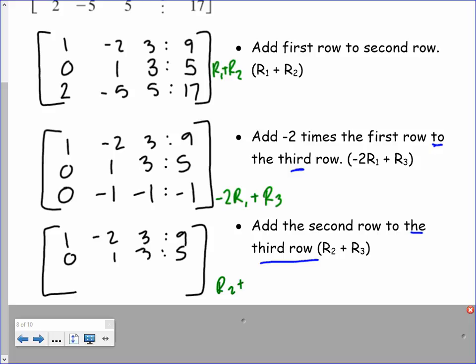And so row 2 plus row 3. That would be 0 plus 0 is 0. 1 plus negative 1, 0. 3 plus negative 1, 2. 5 plus negative 1, 4. Well, I'm getting very close. What would be my last step to get in row echelon form? Change the 2 to 1. Think about your elementary row operations. I can multiply by a non-zero scalar. What can I multiply by? 1/2. So we're going to multiply row 3 by 1/2.